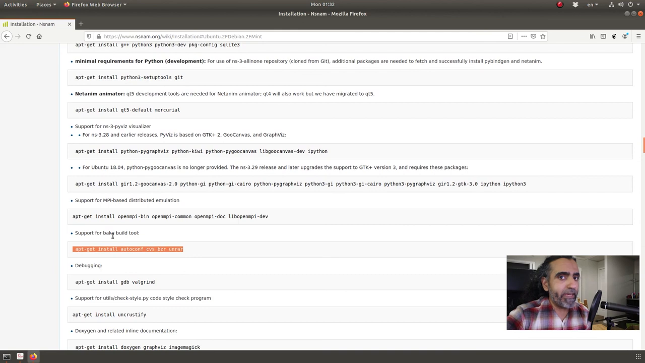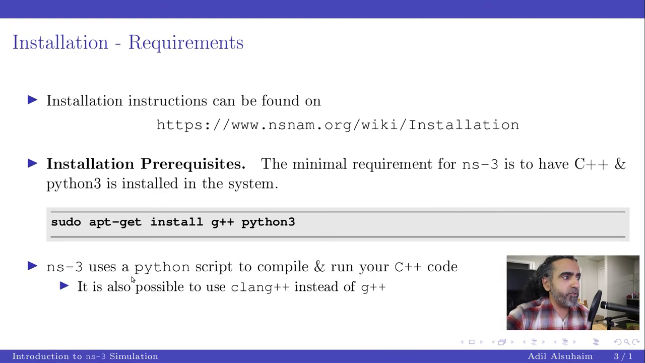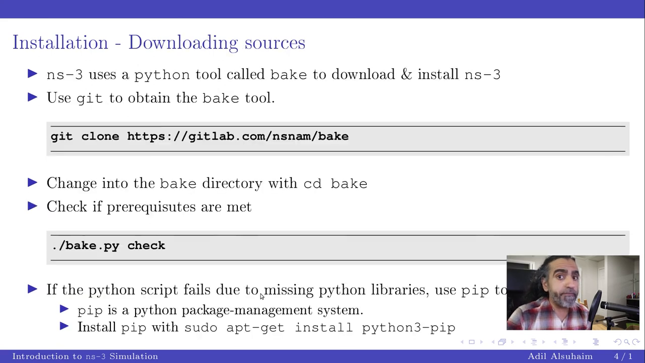If you are using the Bake tool, you'll install these tools. Anyway, also install GDB if you think you might need to run the simulation in a debugger. All right, you can also use Clang++, which is the Clang implementation of C++, and you can actually configure it to use that compiler.